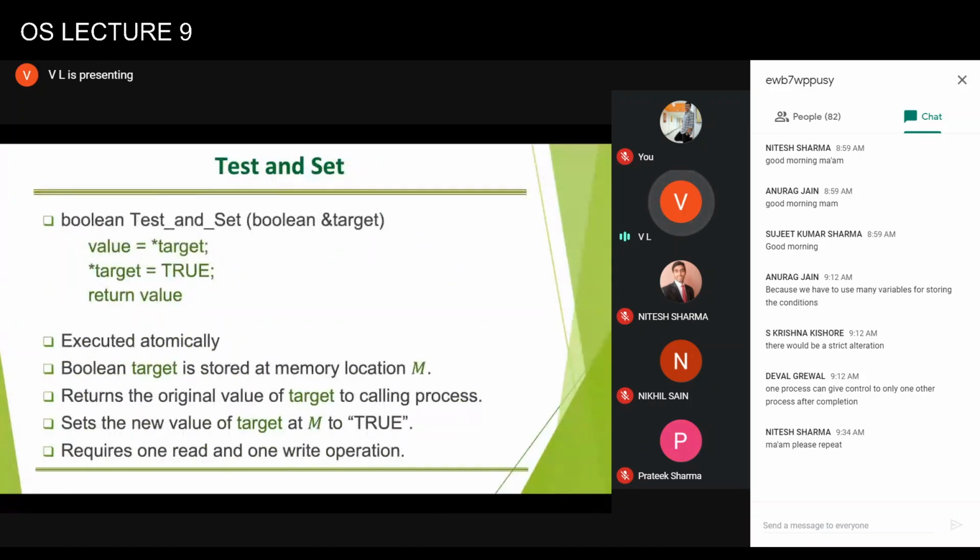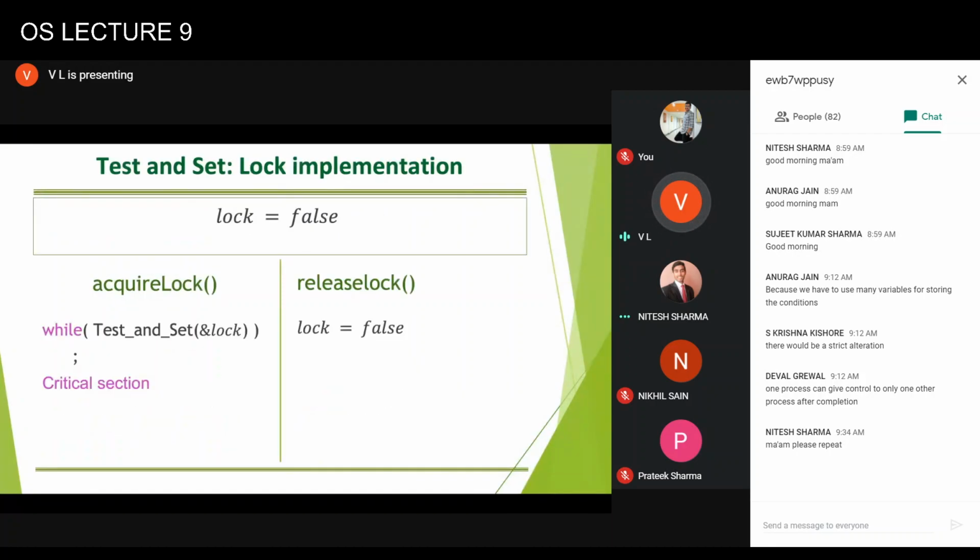This was the slide I was showing, that this is how test and set works. Then I showed that this is how the lock mechanism will work. This is how the lock is released. The critical section should not have come here; it got copied by mistake. So acquire lock is only this while loop, and release lock is just setting this lock to false.